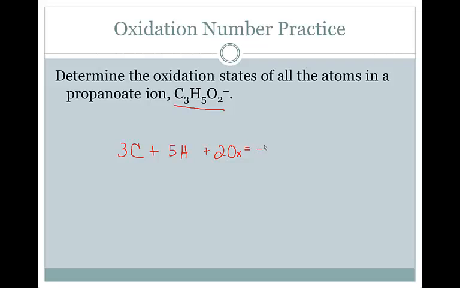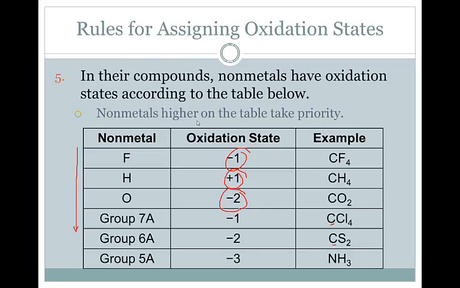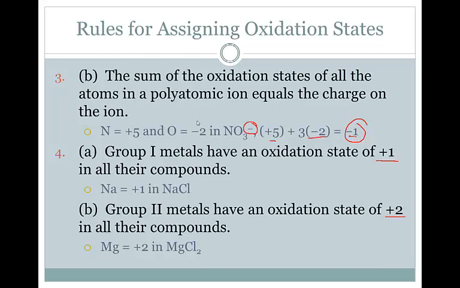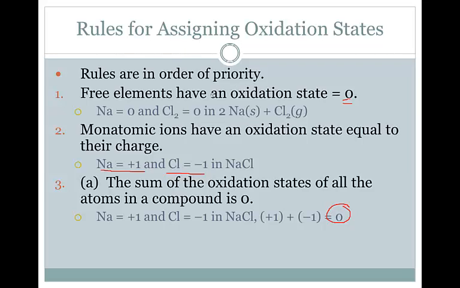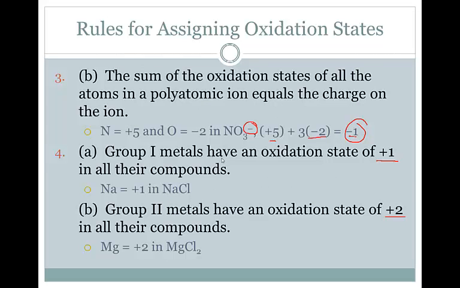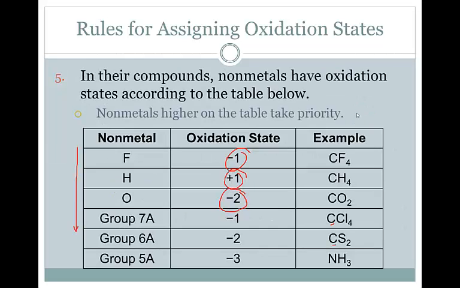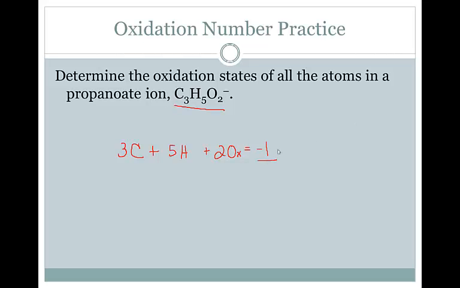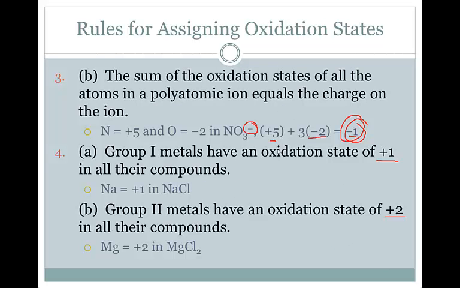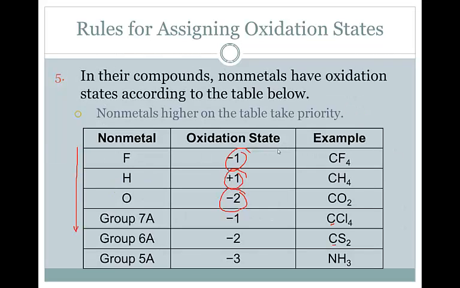Minus 1. So I know from our rules, we don't have any metals there. We don't have any free elements. We don't have any metals, so we don't have to worry about the plus 1 or the plus 2. We don't have any actual ions. The sum of them has to equal the charge, which is why I put negative 1 here. So we go down to step number 5 for the nonmetals. We see that hydrogen is a plus 1 and oxygen is a minus 2.